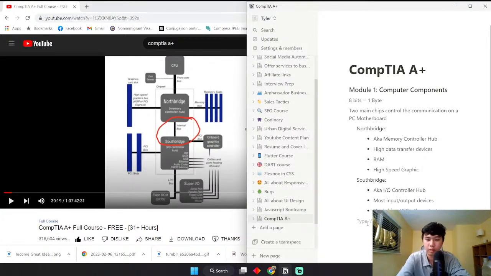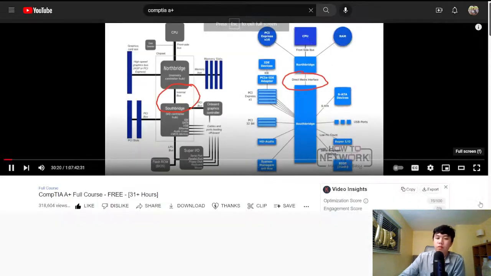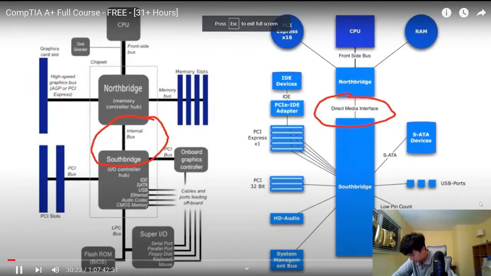So this direct media interface connects the North Bridge and South Bridge together. Okay. These are the two main chips that control communication on our motherboard.